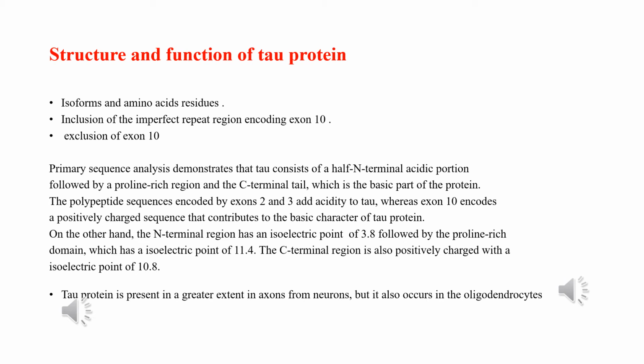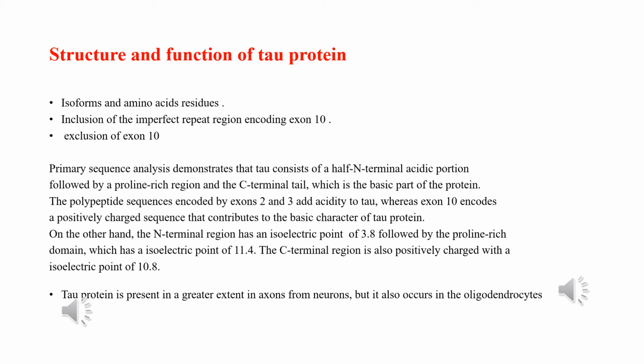Inclusion of the imperfect repeat region encoding exon 10 leads to the expression of tau containing 4 microtubule binding repeats, while exclusion of exon 10 results in splicing products expressing tau with 3 microtubule binding repeats. Tau protein is rather a dipole with two domains of opposite charge, which can be modulated by post-translational modifications.